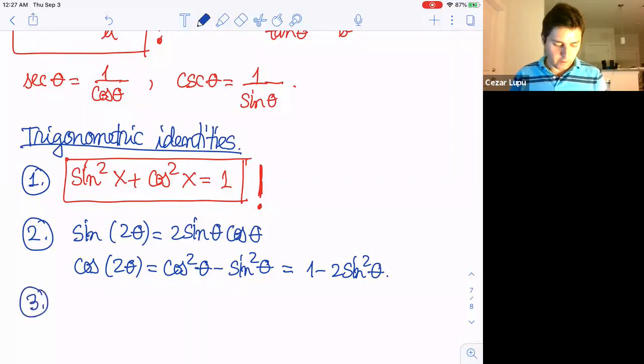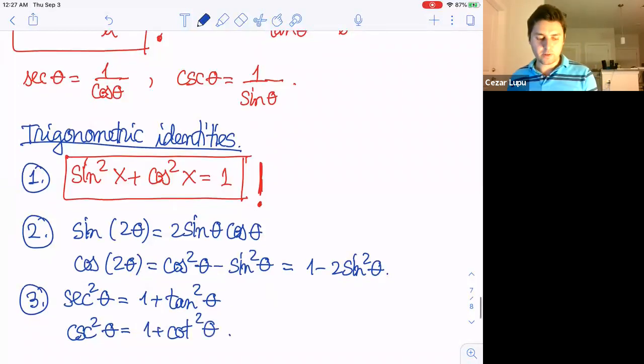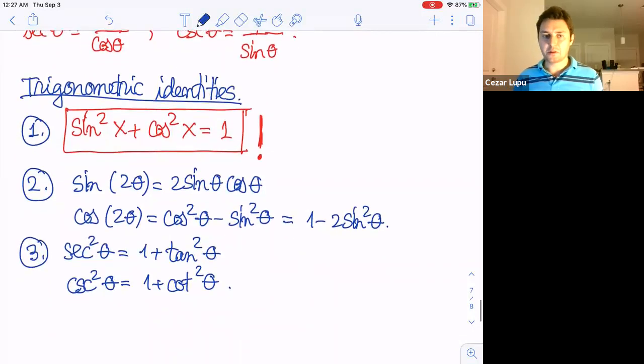Other formulas that you need to know are the following. Secant squared of theta will always be 1 plus tangent squared of theta, right? And cosecant squared of theta will always be 1 plus cotangent squared of theta. So these are the most important formulas that you need to know.